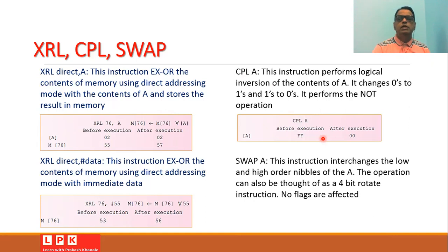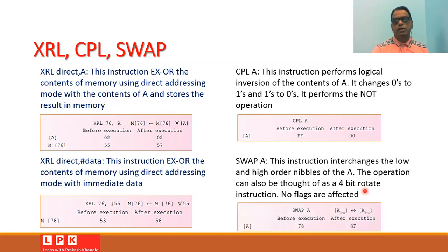Another form of the logical instruction is the swap. This instruction is used to interchange the lower and higher order nibbles of A. This operation can be thought of as a 4-bit rotate instruction. In this instruction, no flags are affected. For example, if we write the instruction SWAP A, and if the content of A is equal to F8, then there will be an interchange between the positions of F and 8. That is, after the execution of this instruction, we will get the result 8F.